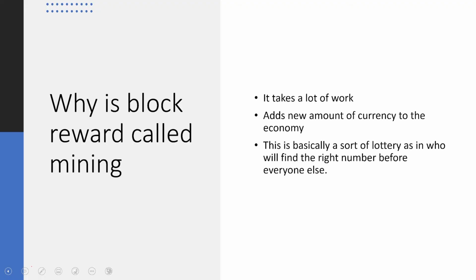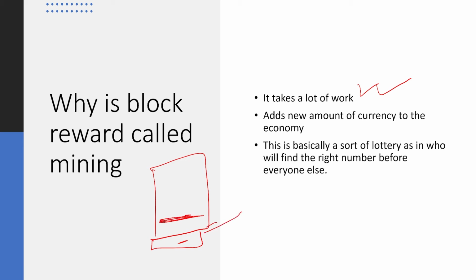So why is block reward called mining? Because it takes a lot of work, as we just learned, and it adds a new amount of currency into the economy. Somebody who's working on Bitcoin and finds the proof of work is adding a line here that some additional Bitcoin is being rewarded to him, and it is not just circulating, but being created out of thin air, and hence it adds a new amount of currency to the economy. When you look at this entire system, this is basically a lottery, as in who will first find the proof of work, or the right number, before everyone else.